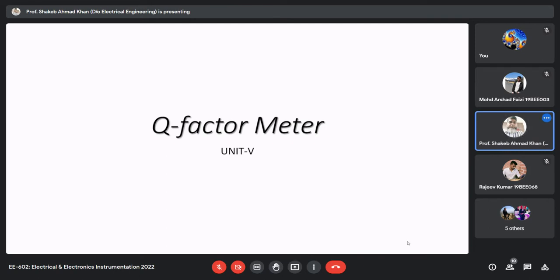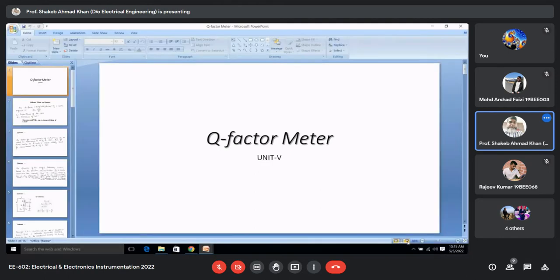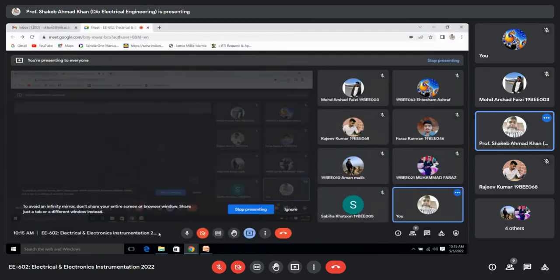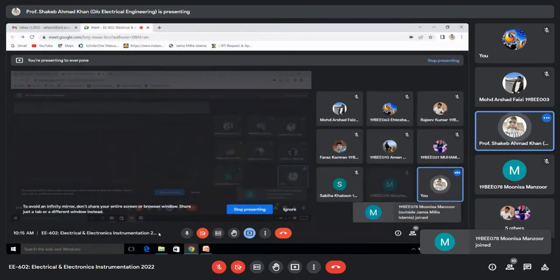हाँ बोलो. वालेकुम सलाम. हाँ यार, मैं जरा क्लास ले रहा हूँ. क्लास के बाद I'll talk. जी भाई. हमारी राजीव कुमार.